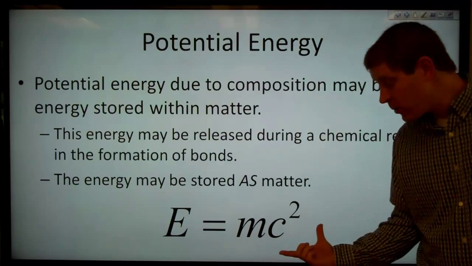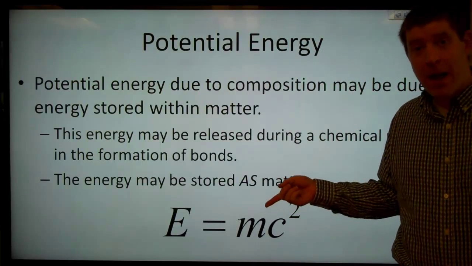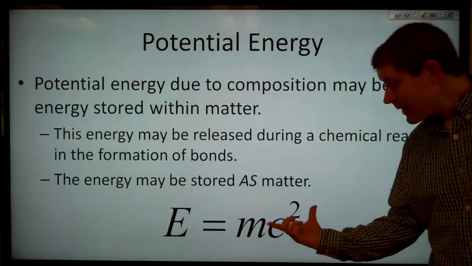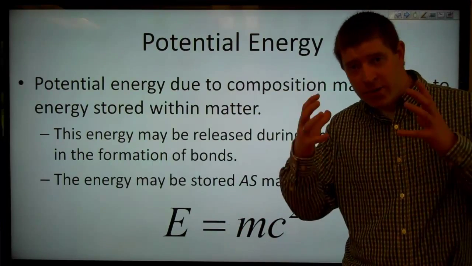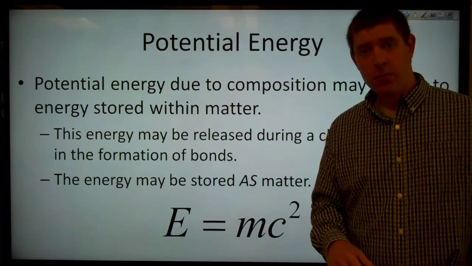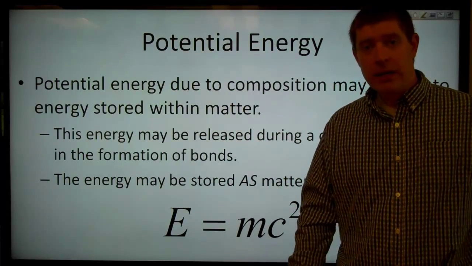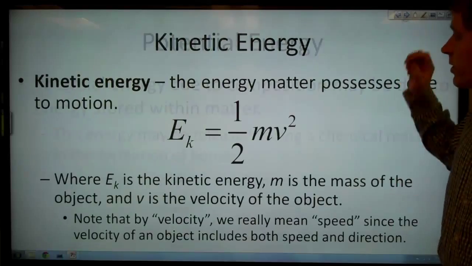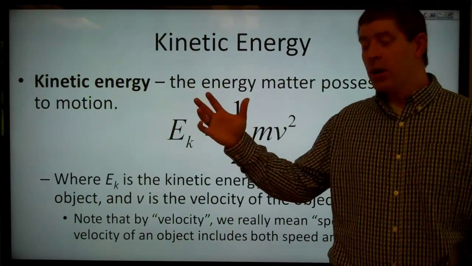Einstein's famous equation, E equals mc squared. The m there is the mass of some object. c is the speed of light. When we square it, that's how much energy that object has just sitting still. That's how much energy is wrapped up in that mass. So the more massive something is, the more energy it has. So that was potential energy.